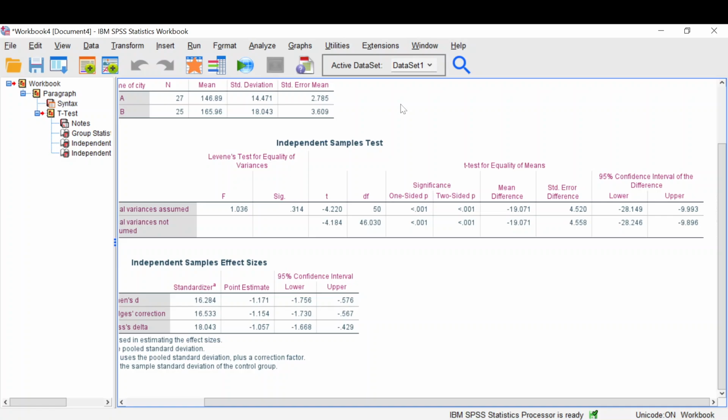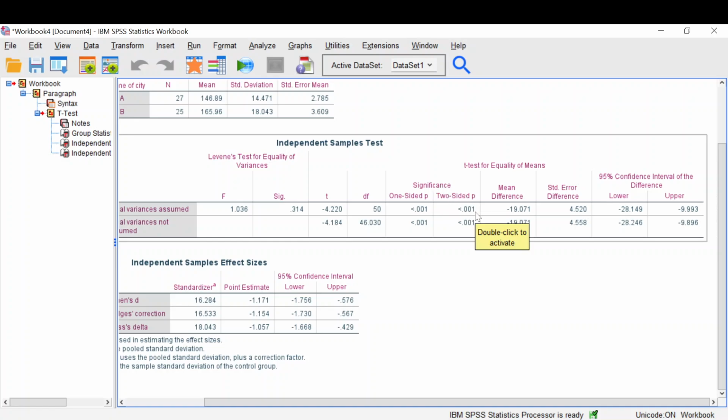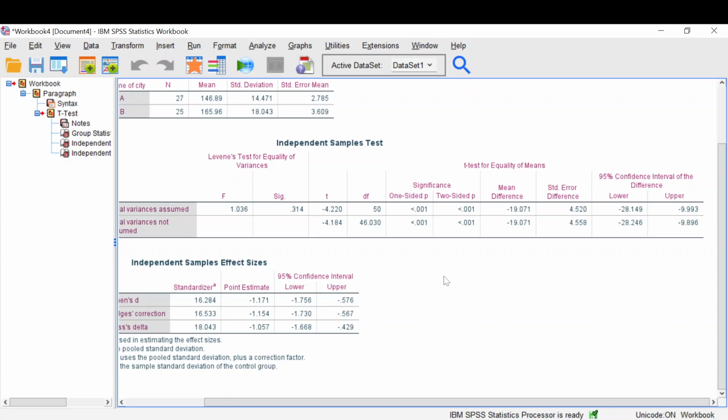Going forward, it's the same process as a one samples t-test. So here we look at the significance. Two-sided p is less than 0.001. This is a very significant result. So we can say from this that regardless of what the t-statistic is, we'll look at that next, but before we look at the t-statistic, we can confirm that we have a very significant result. And we just want to know how significant that result is.